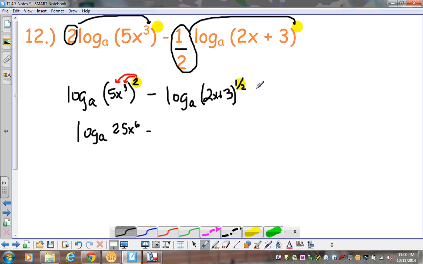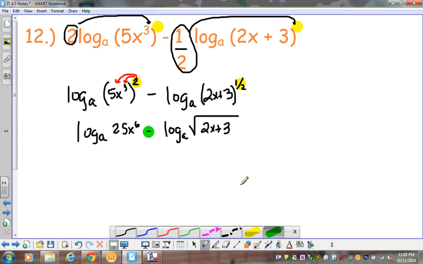Now, if you remember what we've been doing, we've been taking square roots and turning them into exponents. When you take the square root of something, it's the same thing as raising it to the 1/2 power. We can do the same thing and just work backwards. Raising something to the 1/2 power is the same thing as taking the square root. So I just converted that 1/2 power to a square root. Same thing.